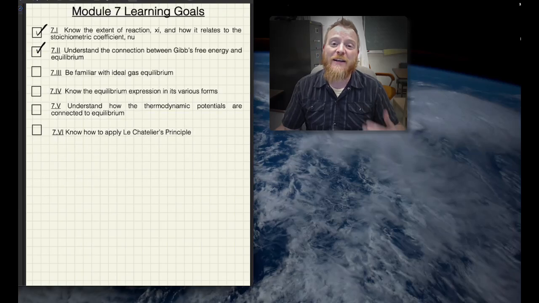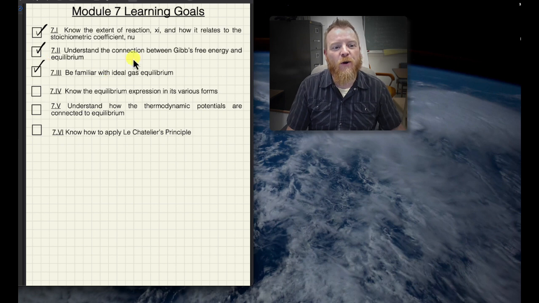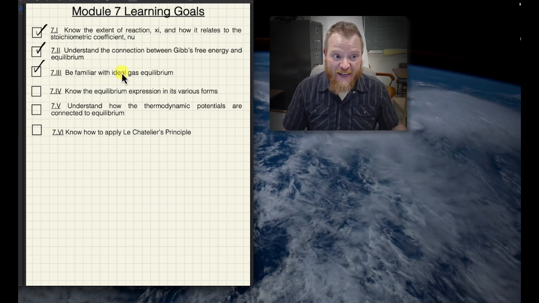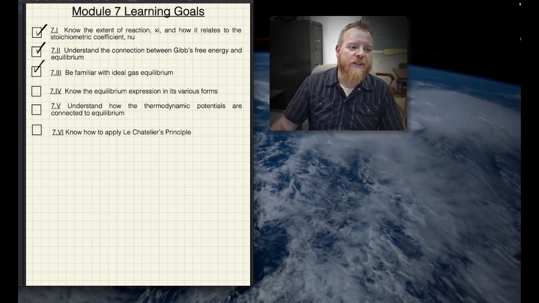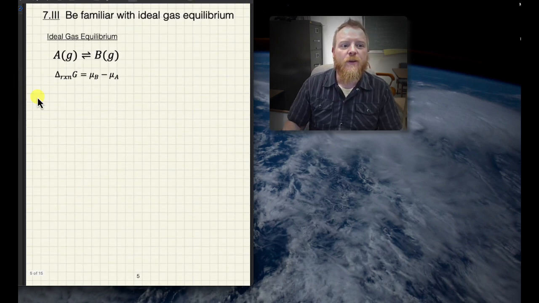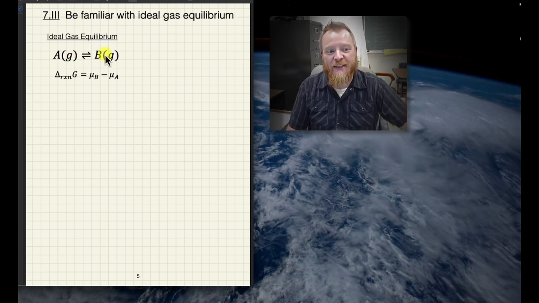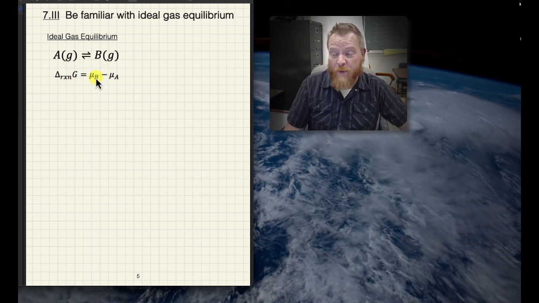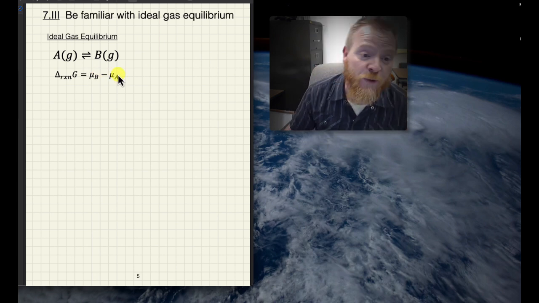Alrighty folks, as we have done in our previous sections, we're going to start with talking about ideal gases as a model, and we can use that to build up discussing equilibrium of more complex systems. So back to our very simple equilibrium expression, A is in equilibrium with B. We established that the free energy change of that reaction can be written simply as the chemical potential of the products minus the chemical potential of the reactants.